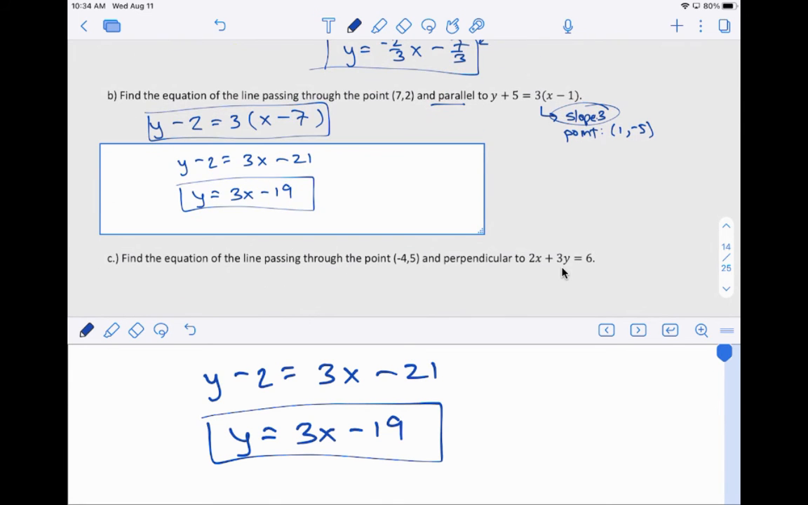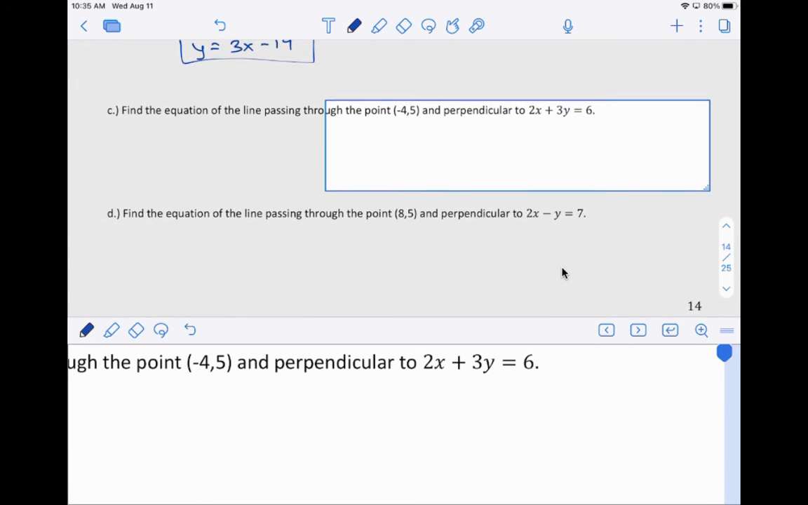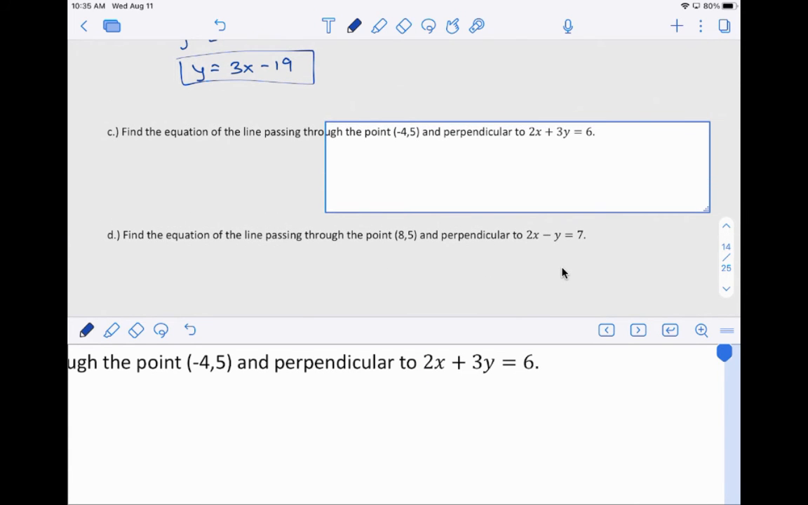You can make this one standard form pretty easy by just moving the 3x to the other side. All right, same idea, but now perpendicular. Remember, perpendicular lines do not have the same slope. They are not the same. They are opposite and reciprocal.